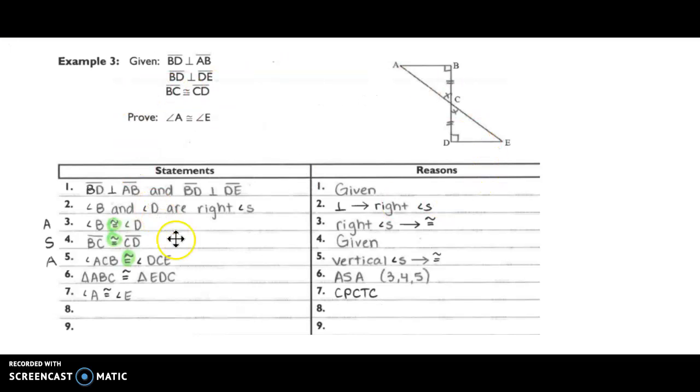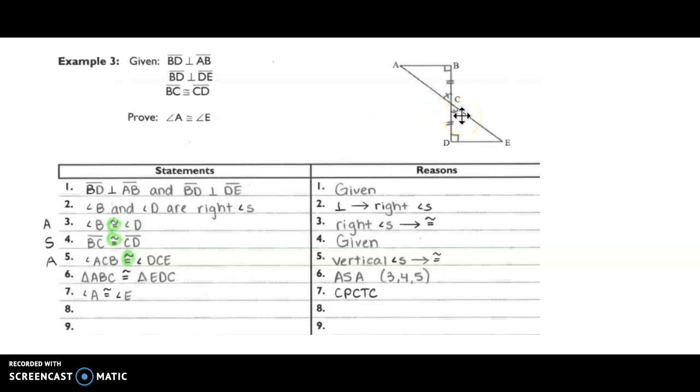Okay. Here's a proof. You're given a few things, perpendicular. BD is perpendicular to AB, and also BD is perpendicular to DE, so therefore angles B and D are right angles. Angle B is congruent to angle D because if they're right angles, then they are congruent. You're given that BC is congruent to CD, and angle ACB is congruent to angle DCE because they are vertical angles.